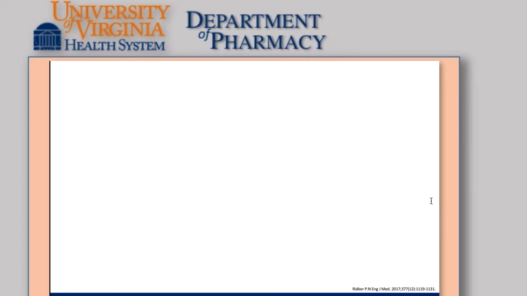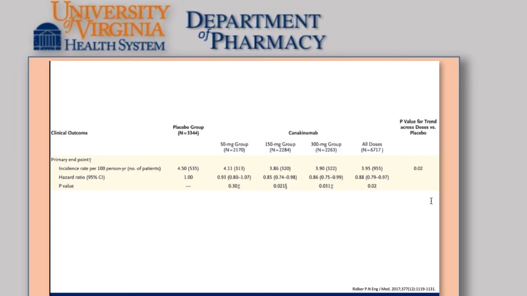So our next question is, what were the cardiovascular endpoints with this? We know that it didn't affect lipids, but it did reduce our inflammatory markers. When we look at the primary endpoint, it was statistically significantly reduced. The p-value at the far right describes the average of all the doses of canakinumab compared to placebo, but only the 150 milligram group, when you look at them individually, was statistically significant.